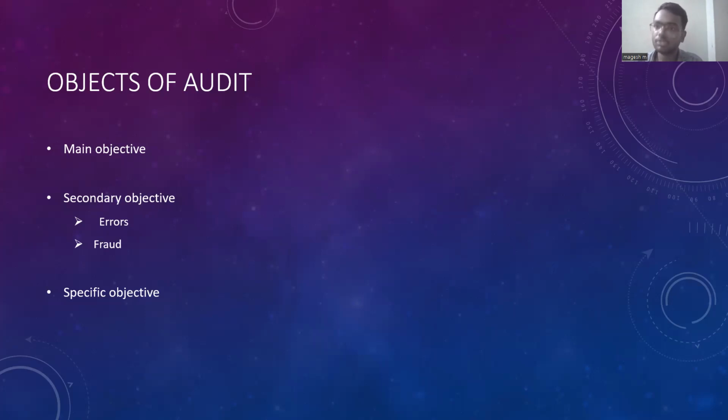Next, the secondary objective. Secondary objectives are further divided into errors and frauds. Errors are mistakes done unknowingly. Fraud is also a mistake, but done knowingly. We know it's a mistake, but even though we do that, that's fraud. Errors are further classified into four types: errors of commission, errors of omission, errors of principle, and errors of compensating. Okay, let me see one by one.